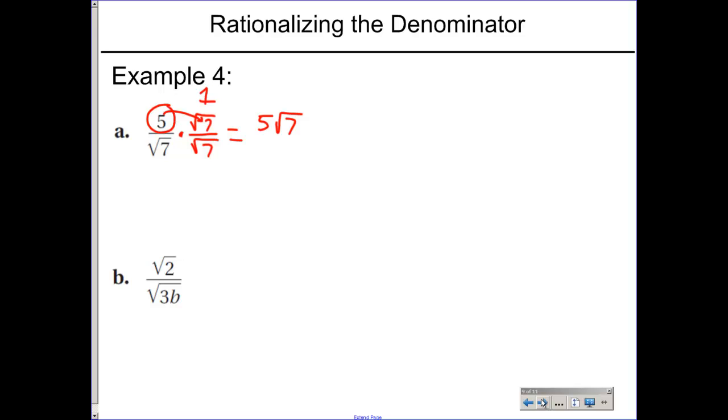This part of the problem is a rational number. This part of the problem is irrational. And all I can do is express them with a multiplication. I can't actually multiply the 5 and the 7 together. And some people will try to do that.